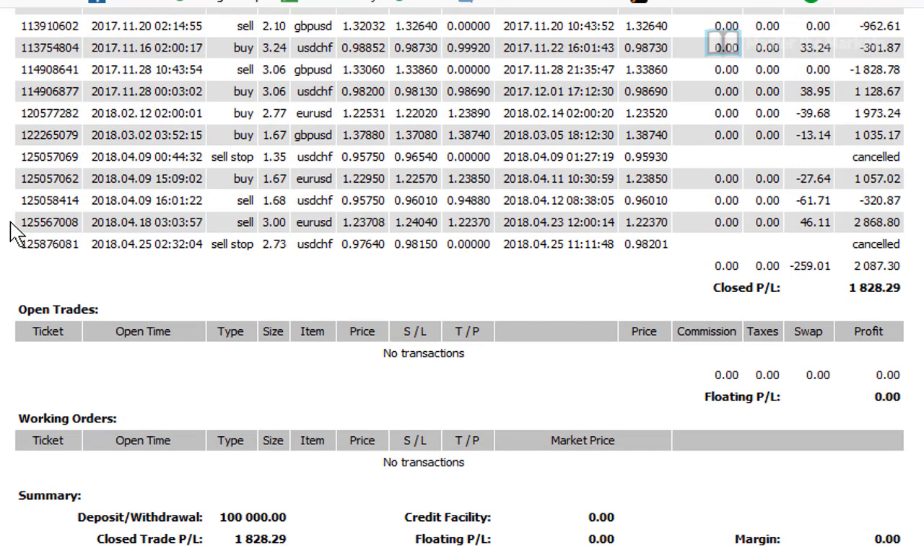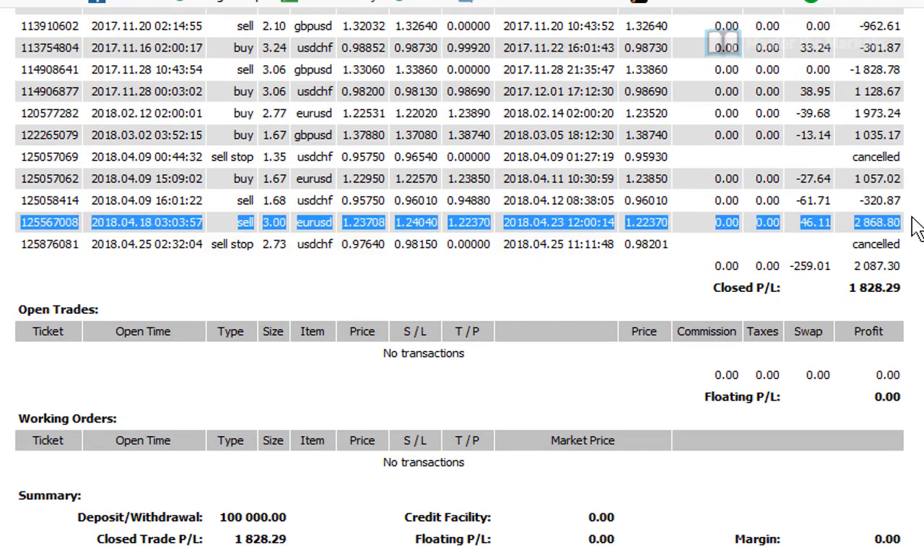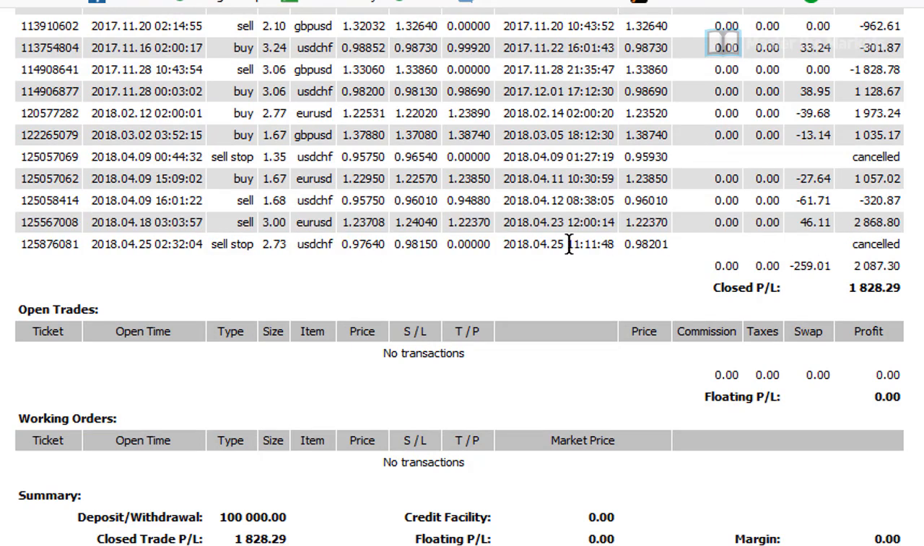Take a look at this. This is the euro dollar trade, giving us a 2.85% upside. 3 lots. We took that short just there. You can see we opened, as I said, on the 18th. We were out on the 23rd by that bar, and of course that's giving us £2,868.80 of upside, taking the entire account into positive territory.